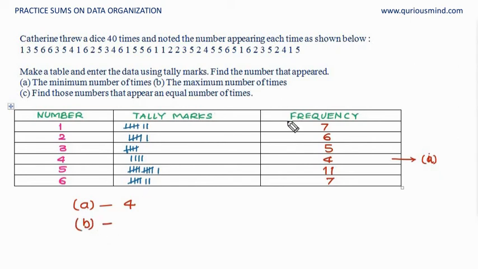The maximum number of times. We can see 11 times is the maximum. And which number is appearing 11 times? 5. 5 is appearing 11 times.